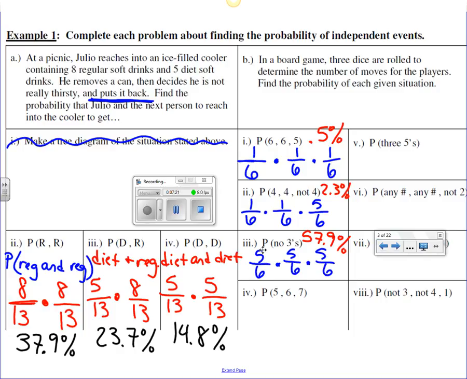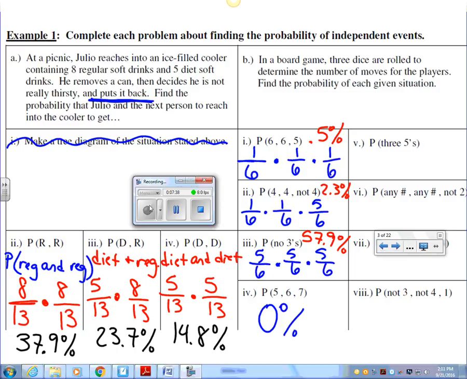All right, this last one down here, probability of getting a 5, then a 6, then a 7. What? 0. Why is it 0? You can't get a 7. Next one, probability of getting 3 5s. Jonathan, tell me about this one. Probability of getting 3 5s.